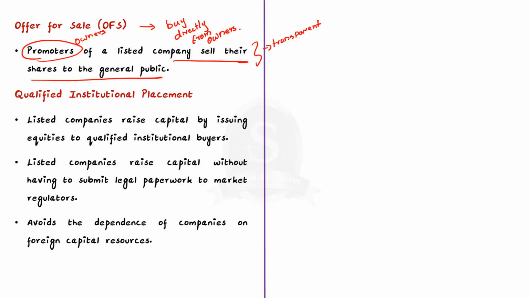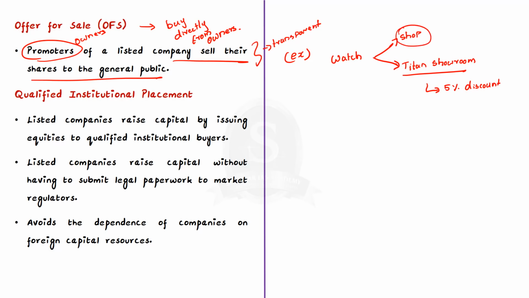Now let us understand the meaning of offer for sale with a simple example. Say you want to buy a watch. You have two options. You can buy it from the random shop nearby or you can buy it from the Titan showroom. Both are equally accessible to you. Also, there is absolutely no difference in quality of the watch. But there is a catch. The Titan showroom is conducting a lucky draw. So there is a chance you may get 5% additional discount. Will you take a chance and buy from Titan showroom or will you buy from the nearby shop?